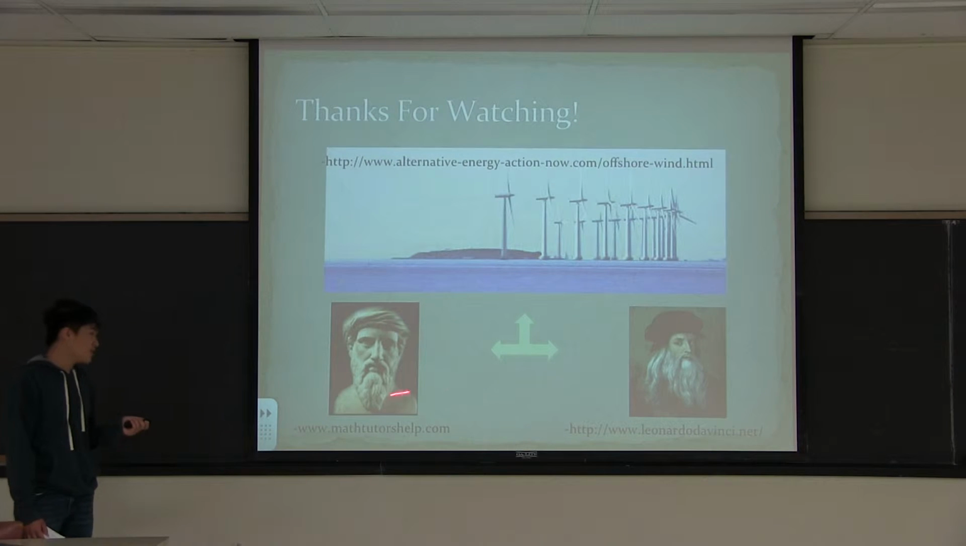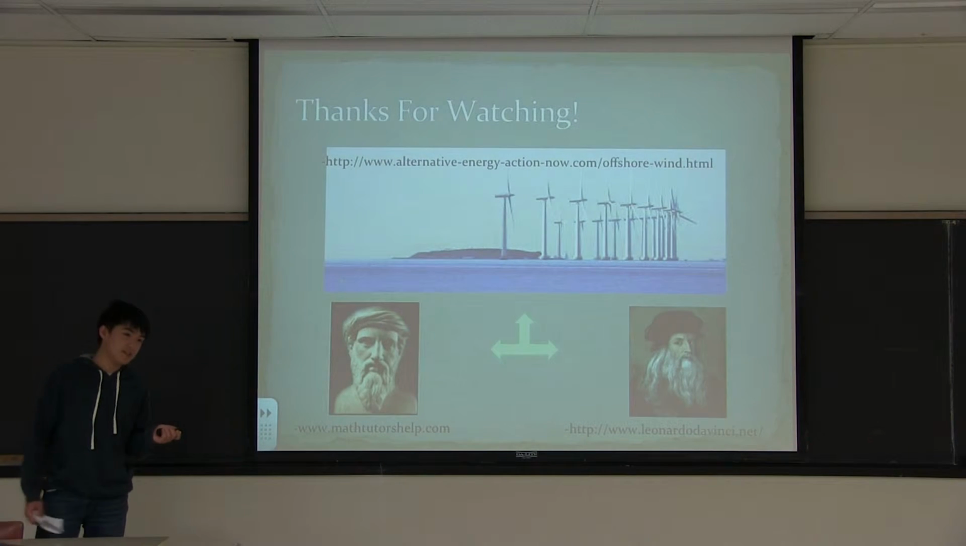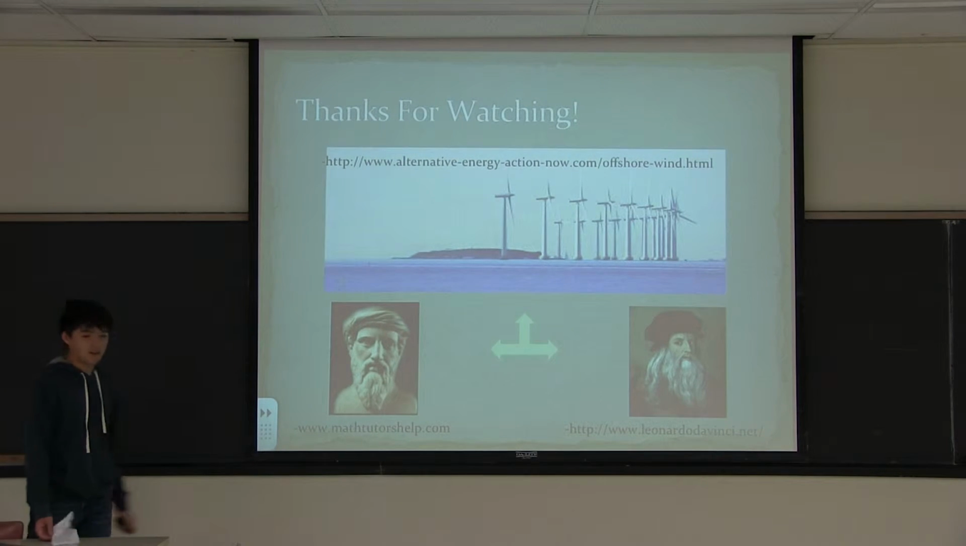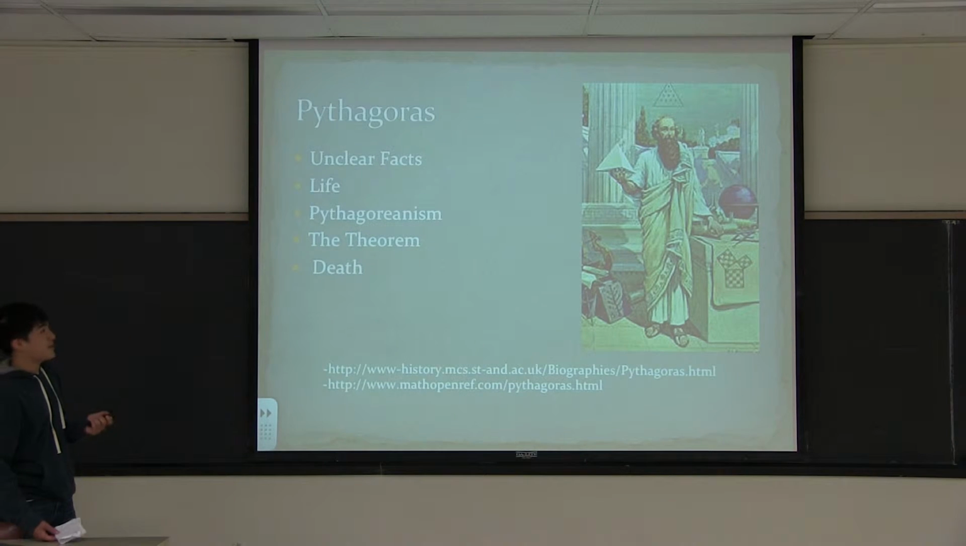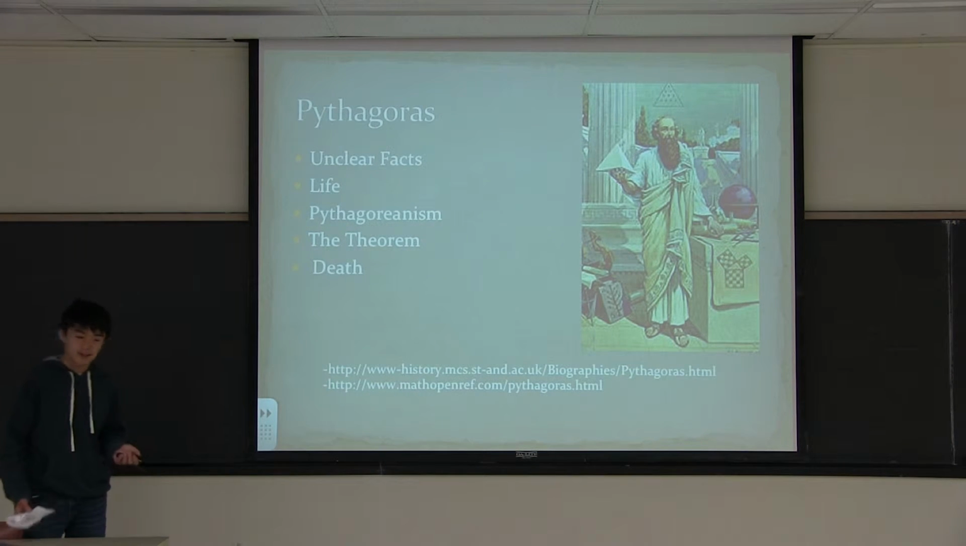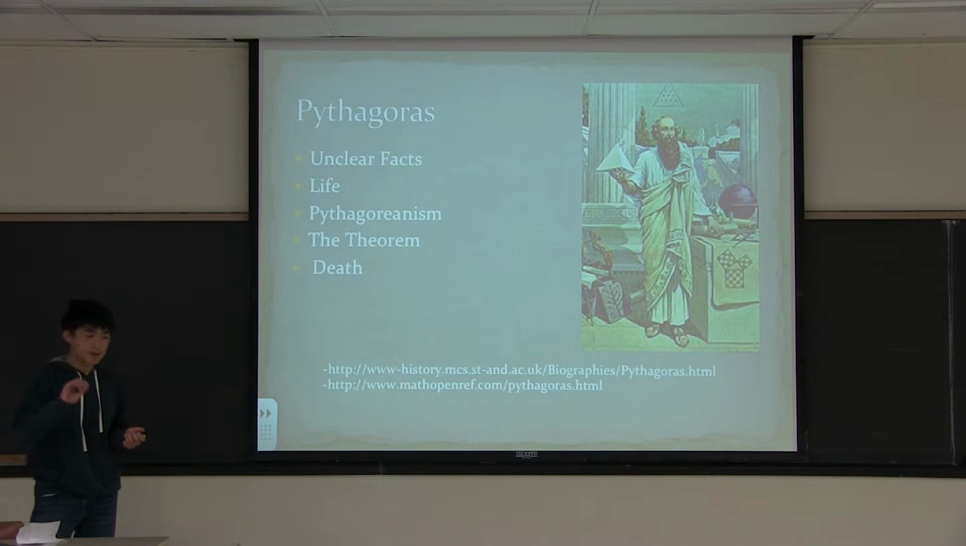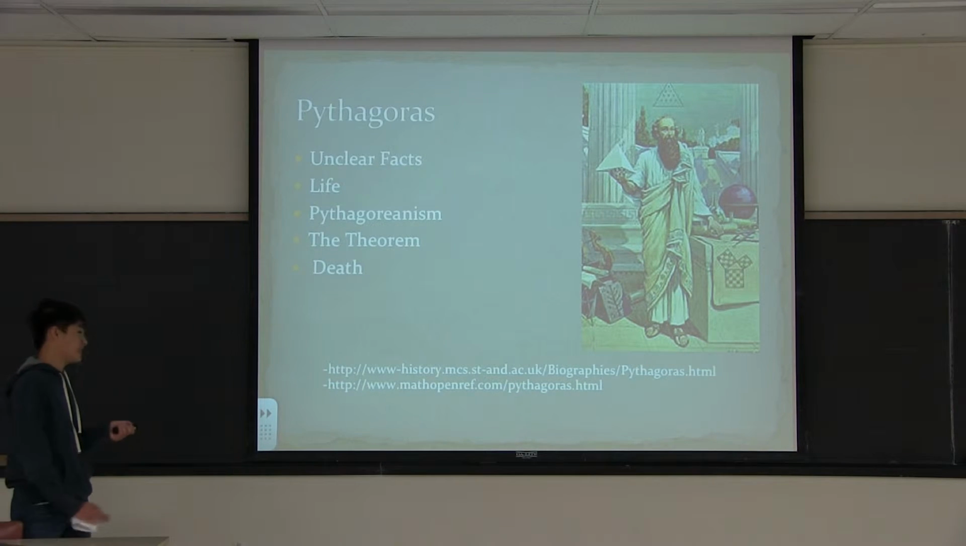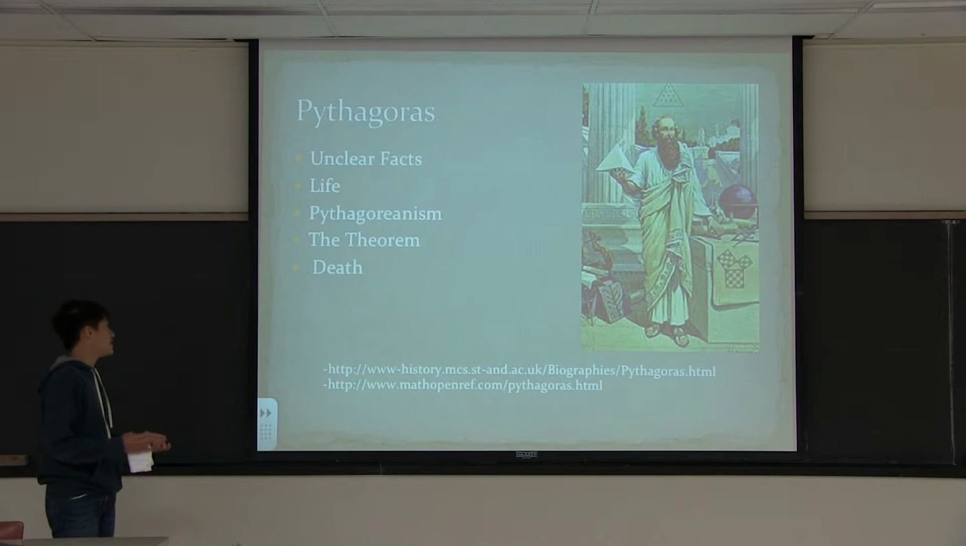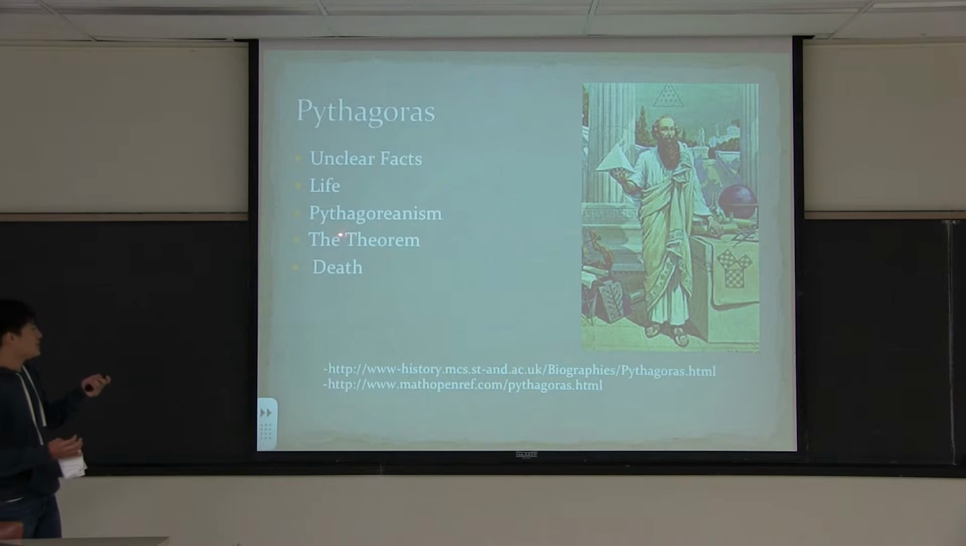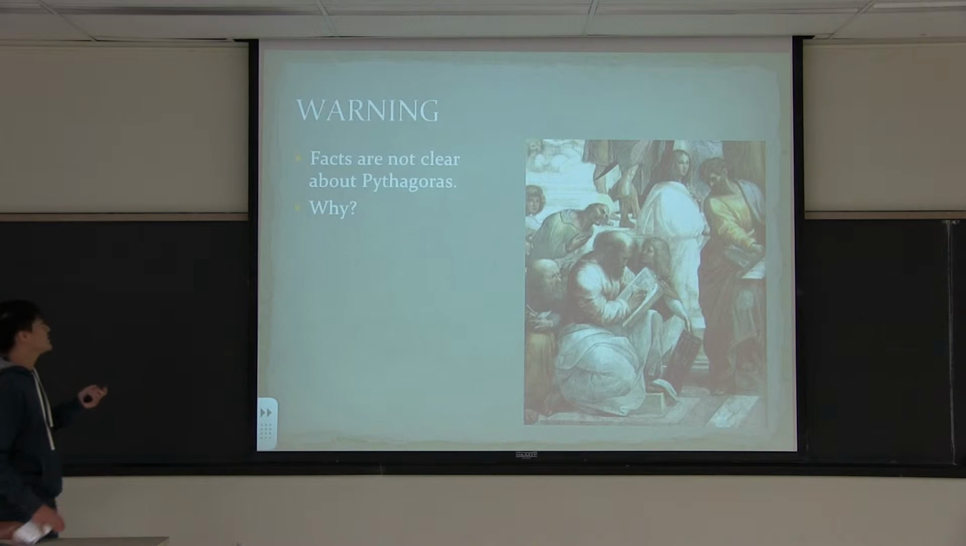But now we're going to talk about Pythagoras and Leonardo da Vinci, two of the greatest minds that the world has ever known. So we'll start off with Pythagoras. His life is very unclear. There's no written records by him. And his society, the Pythagoreans, always considered him a god and a genius, so their reports are biased. And we're going to discuss his life, his religion, his Pythagorean theorem, and his death.